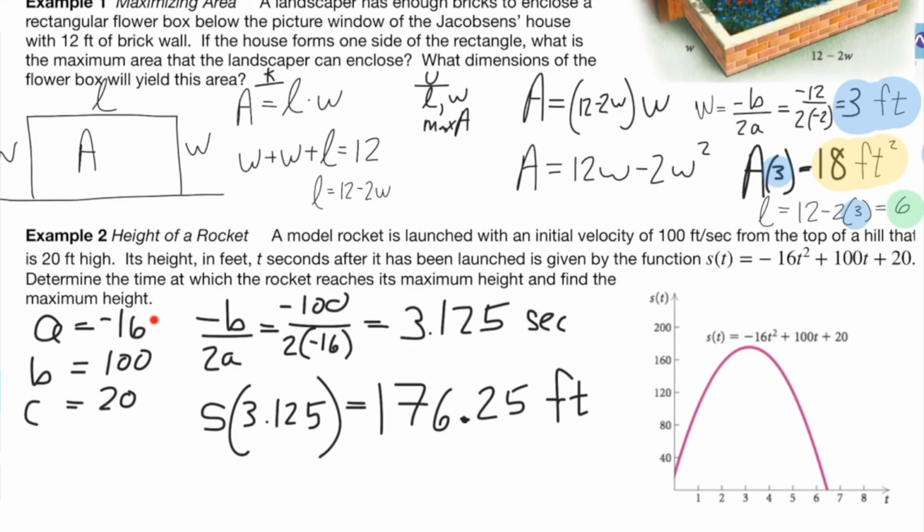Determine the time at which the rocket reaches its maximum height and find the maximum height. Well, here are the a, b, and c values. In order to find the vertex, or the axis of symmetry, we do negative b over 2a, and that's negative 100 over 2 times negative 16, which turns out to be 3.125 seconds. 3.125 seconds is right here. This is where the axis of symmetry is. If you plug 3.125 back into the function as the input, then you get as an output 176.25 feet.